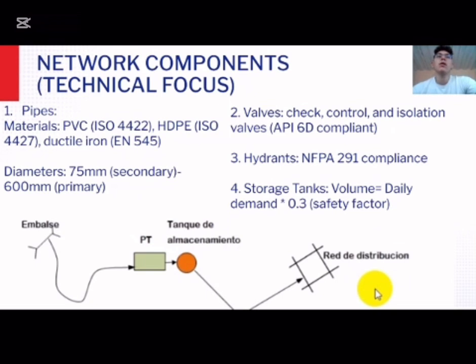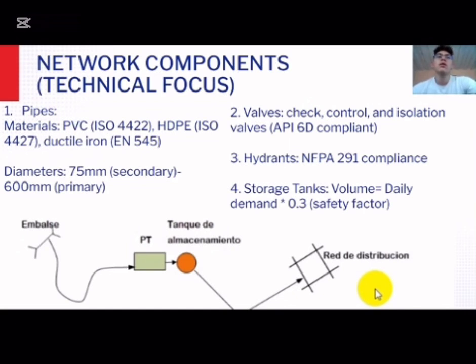Main components of the design. Pipes. PVC, used in urban areas due to low cost. For example, 150 millimeter pipes in residential neighborhoods. And ductile iron, ideal for roads with heavy traffic. For example, main avenues in Lima.